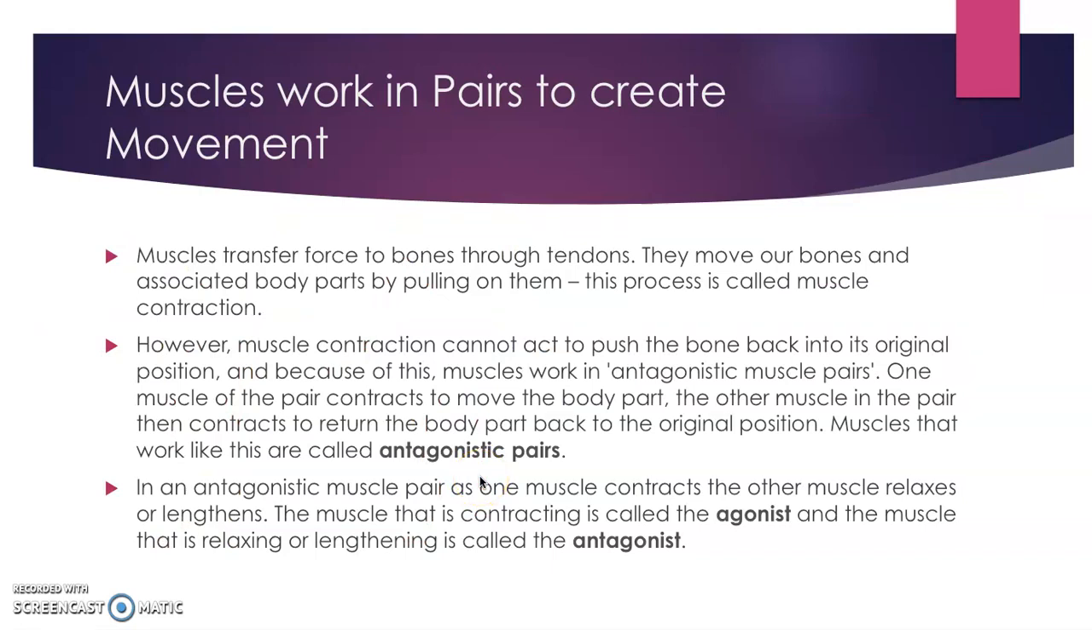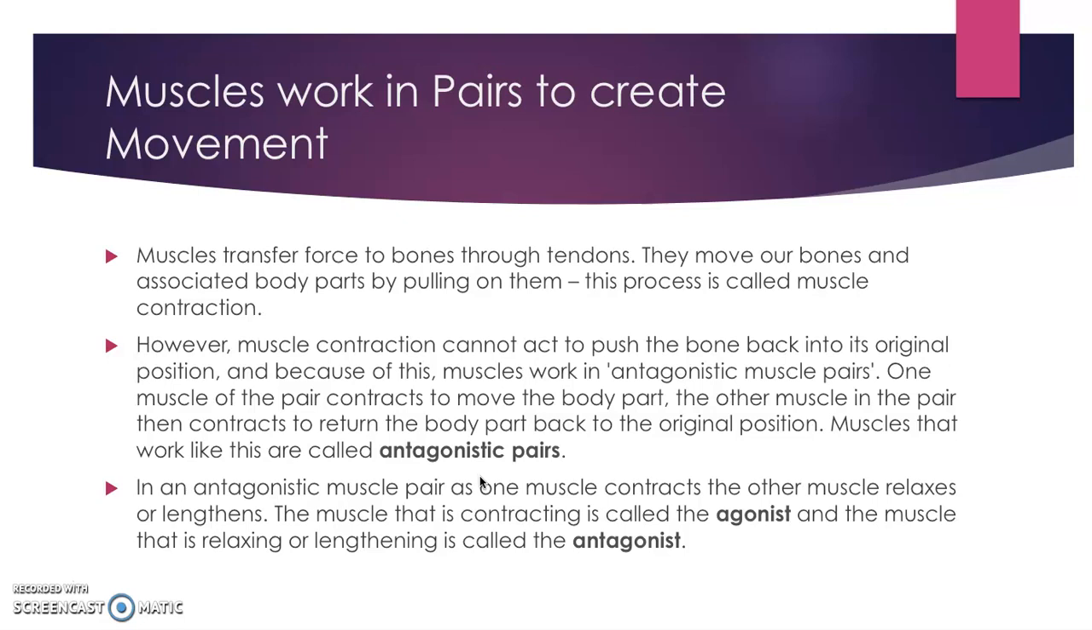Muscles transfer force to bones through tendons. They move our bones and associated body parts by pulling on them. This process is called muscle contraction. However, muscle contraction cannot act to push the bone back to its original position, and because of this, muscles work in antagonistic muscle pairs. One muscle of the pair contracts to move the body part, whilst the other muscle in the pair then contracts to return the body part back to its original position. Muscles that work like this are called antagonistic pairs.